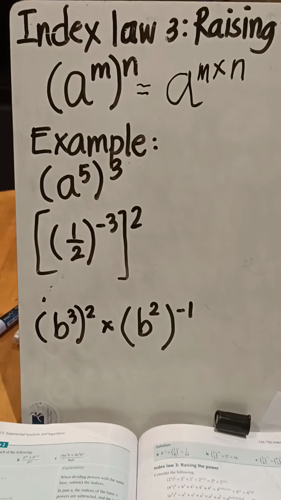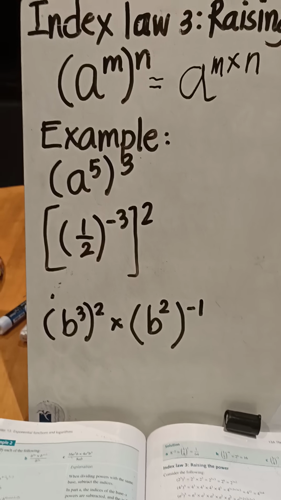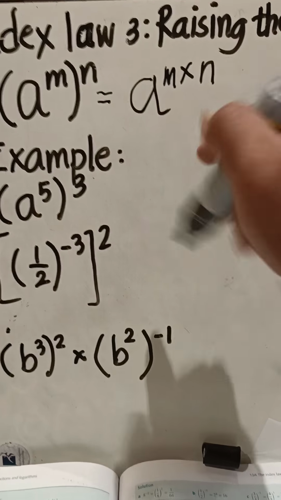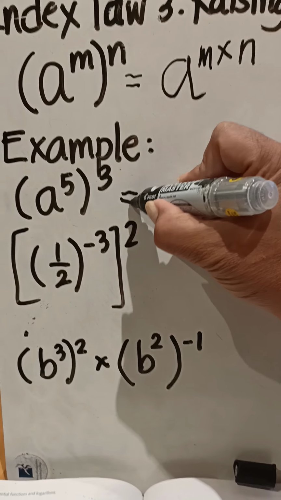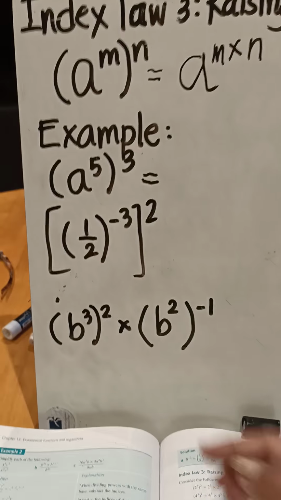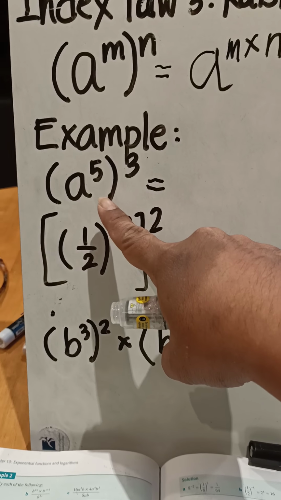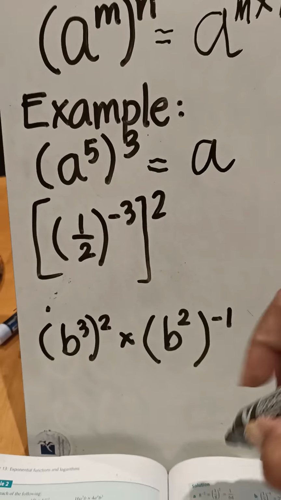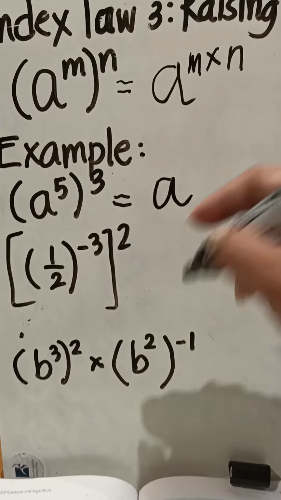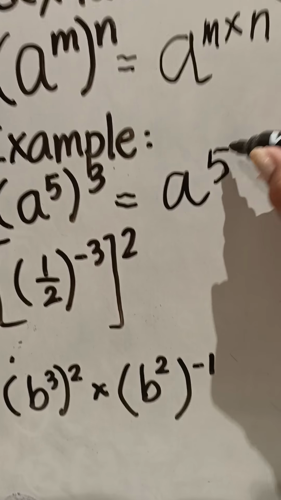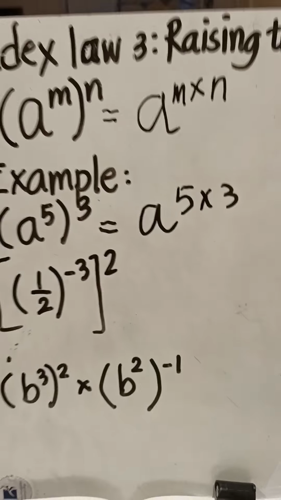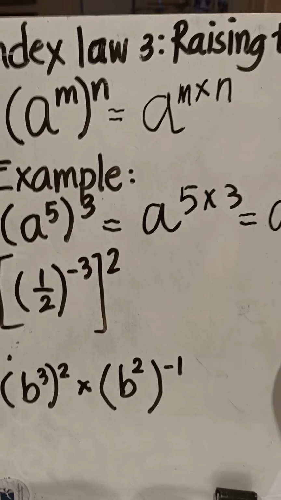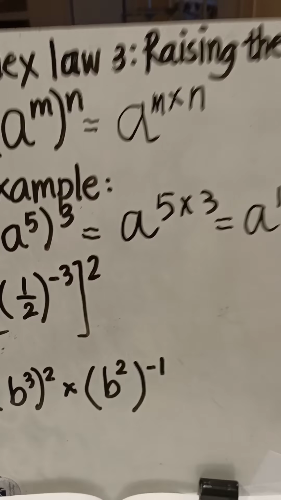Okay, let's have the first example. A to the fifth quantity raised to the power 3. So going back here, what you need to do is look back into the problem in here. So the base is a. So copy the base, which is a. And then the exponents are 5 and 3. So multiply 5 times 3. So the final answer would be a raised to the power 15.